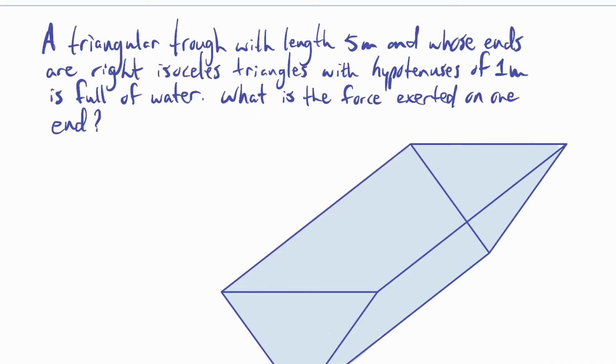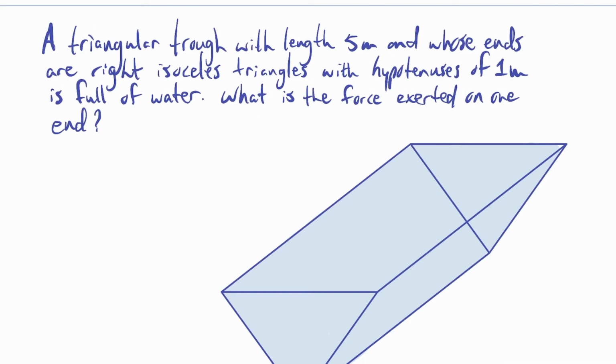So let's say we have a triangular trough with length 5 meters, whose ends are right isosceles triangles with hypotenuses of 1 meter and is full of water. Yeah, I read it differently, but the way it's worded is probably grammatical. Anyway, what is the force exerted on one end?